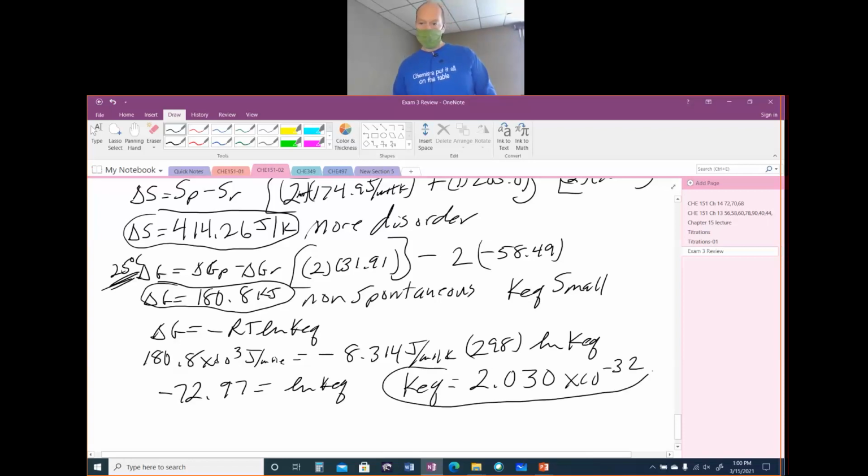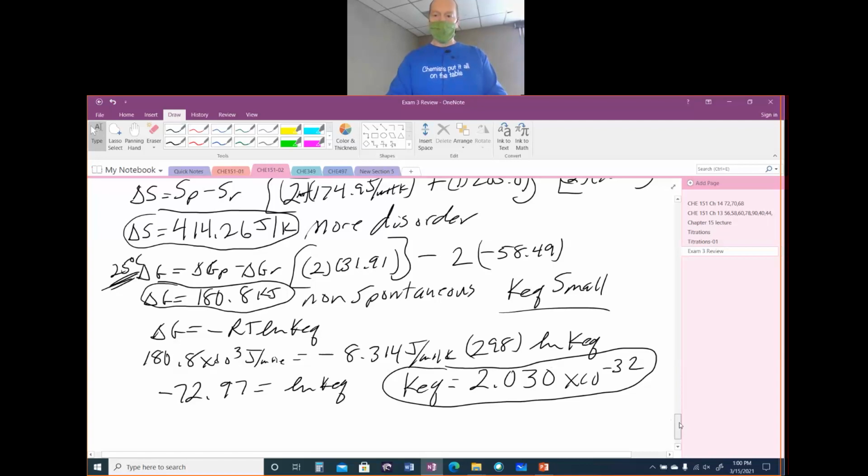All right, so that's a very small KEQ. That is 0.31 zeros and then a 2030. All right, so we predicted a small number, a number less than 1. We got a very small number.